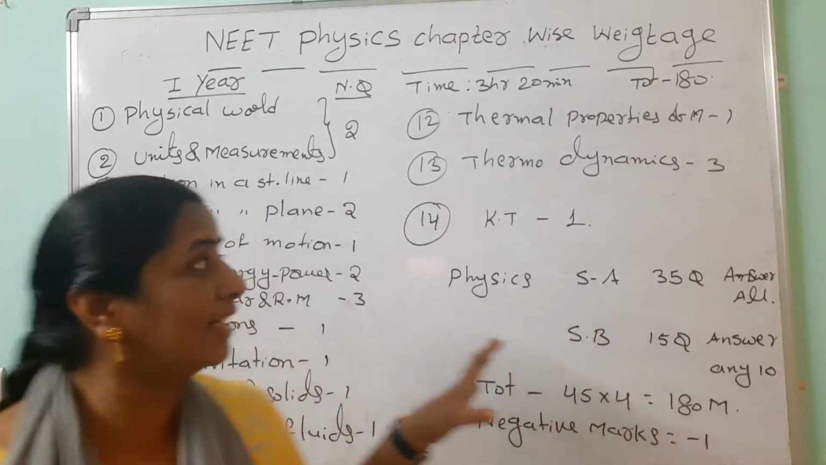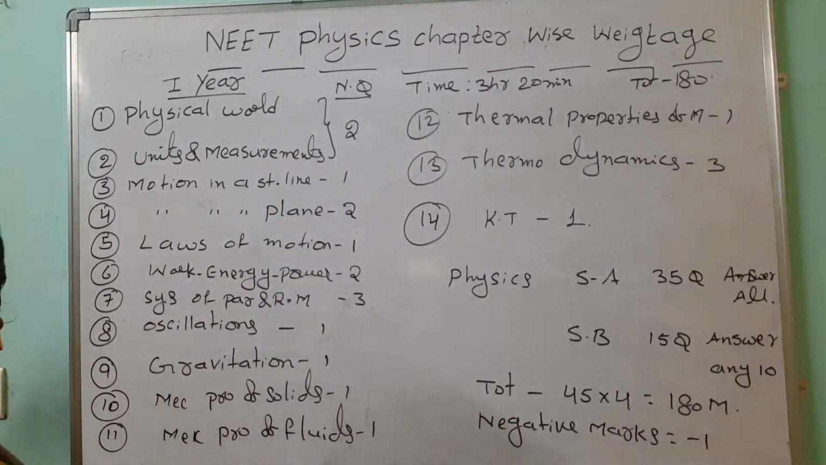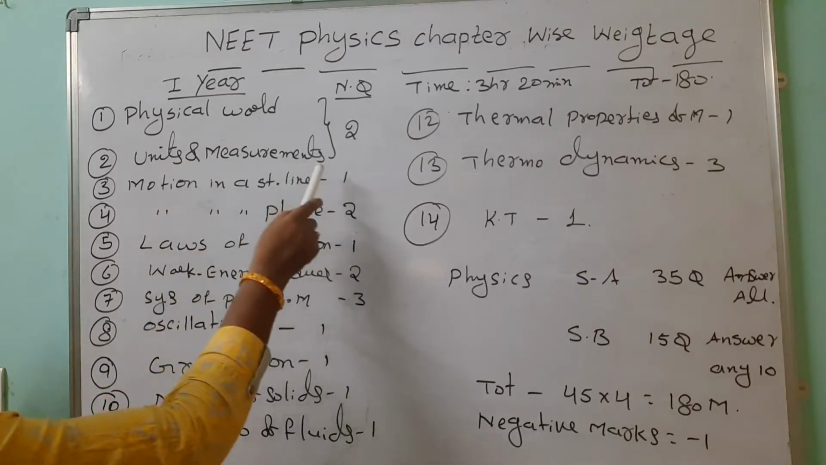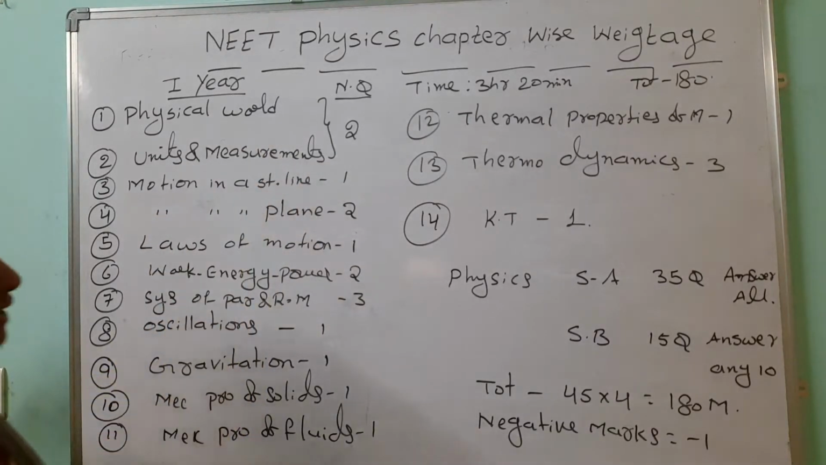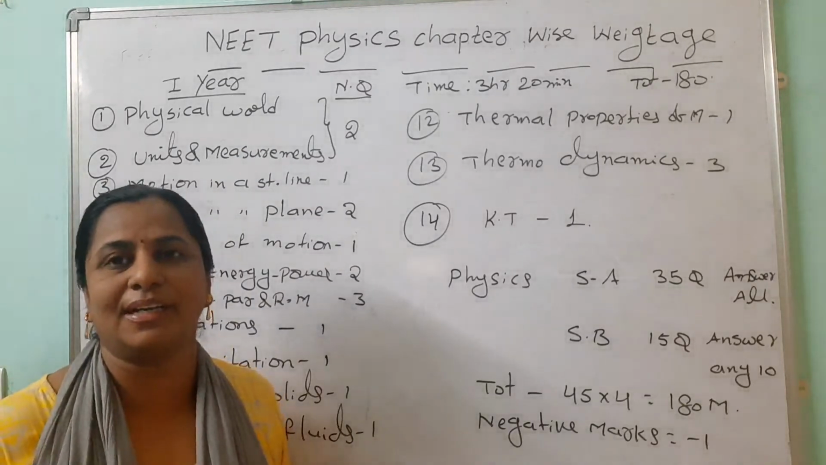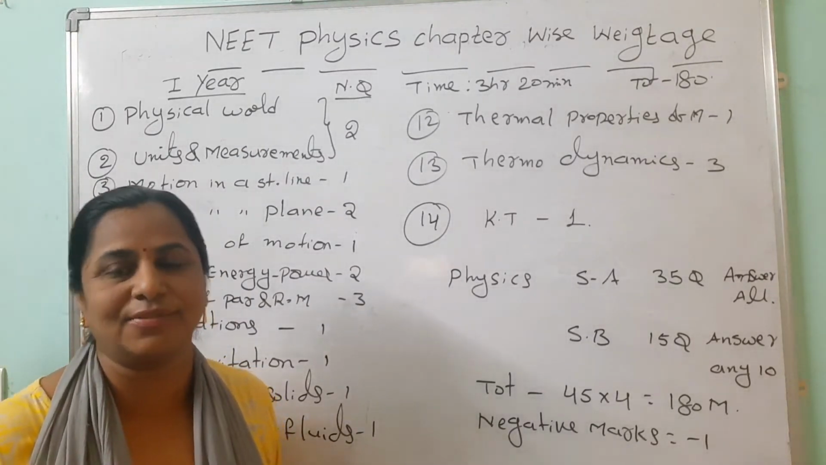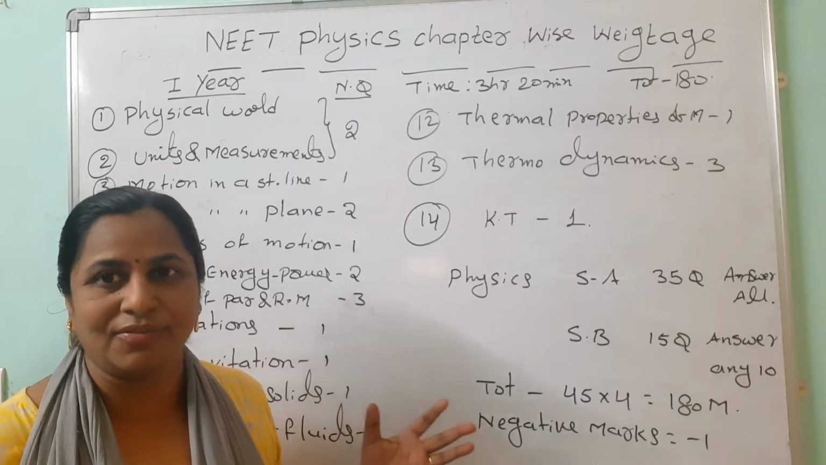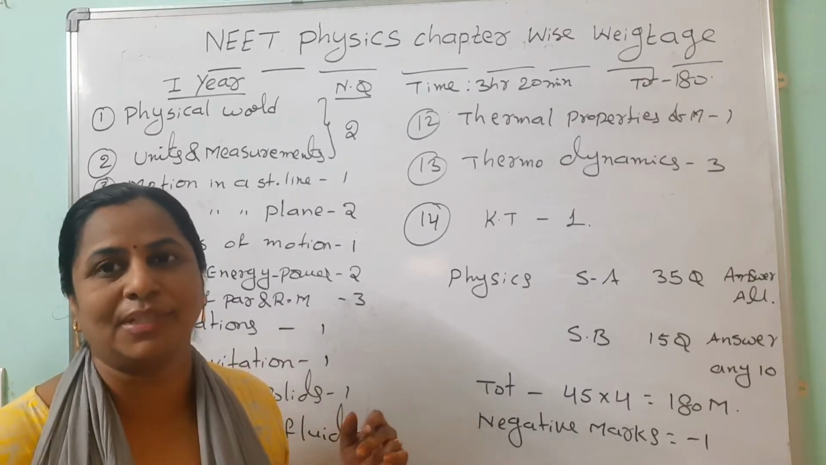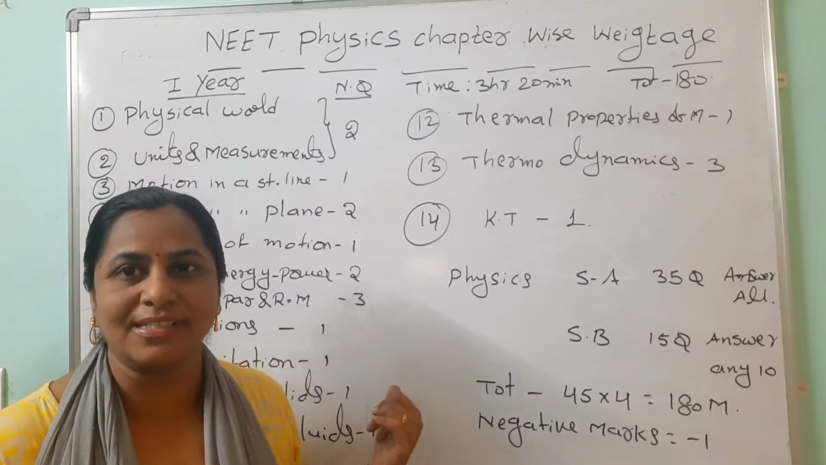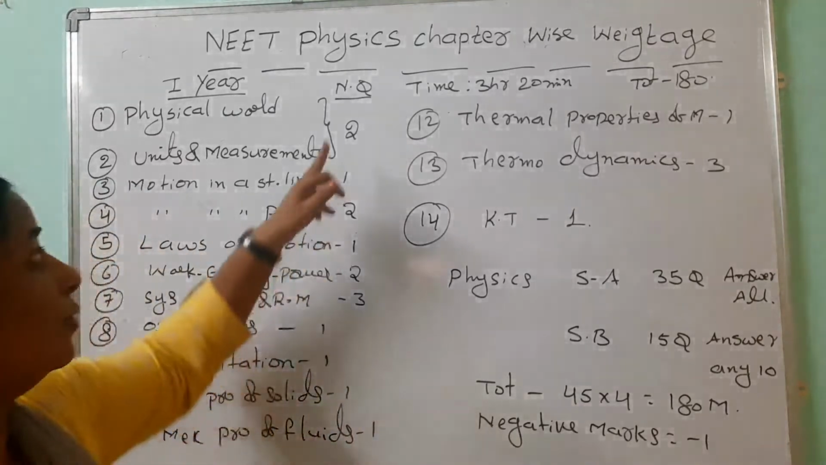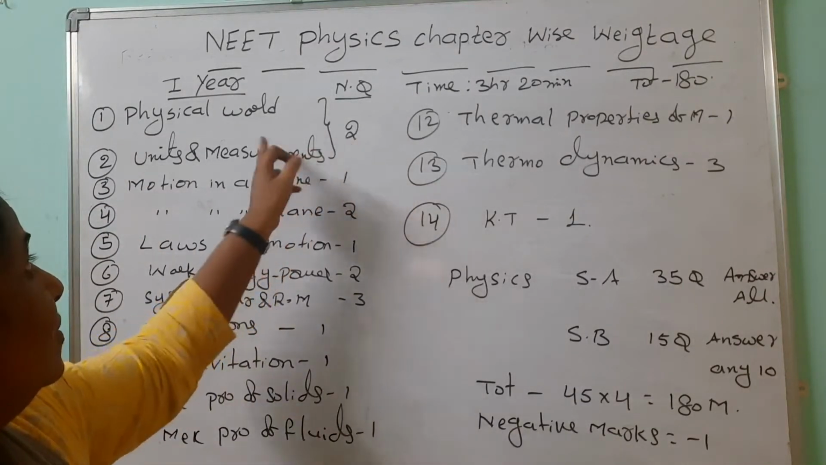In first year there are 14 chapters. The first one is the physical world, and the second one is units and measurements. For the physical world there are fewer chances of questions, but anyway this year the choice is increasing, so we are expecting 1 question from the physical world and 2 questions from units and measurements. In previous years they were giving 2 questions. Many times they have covered units and measurements.